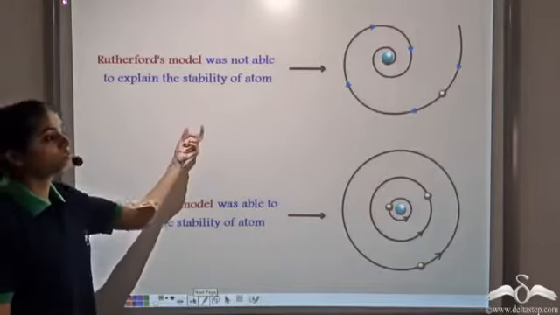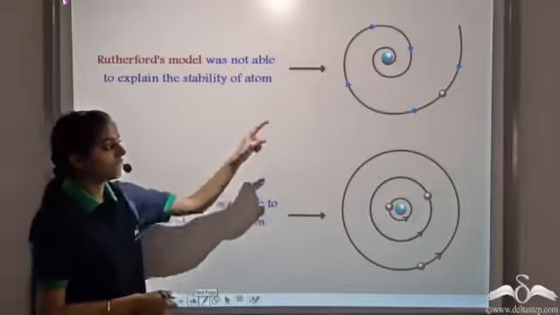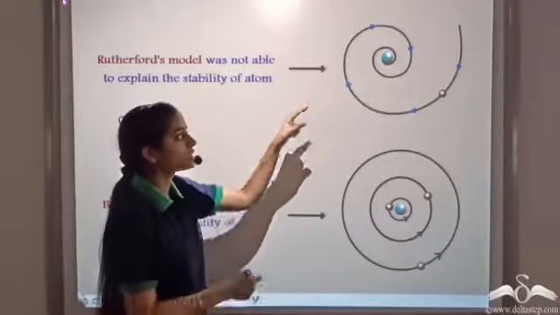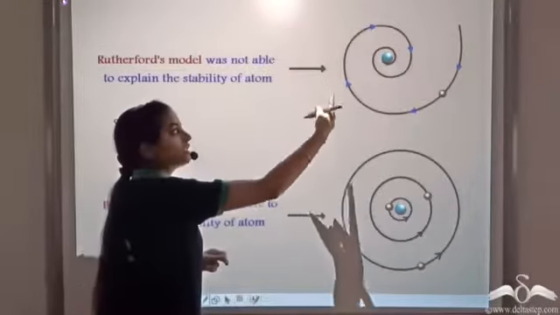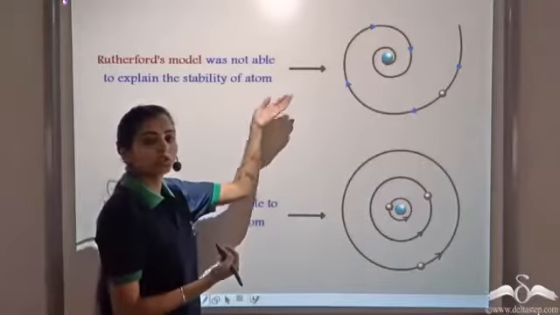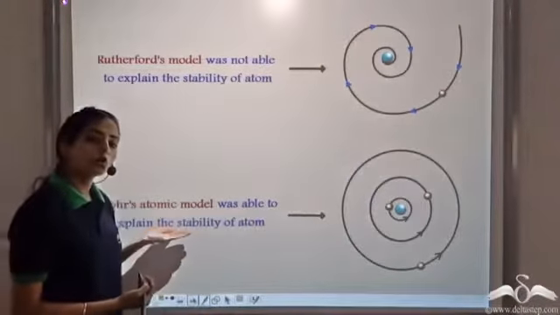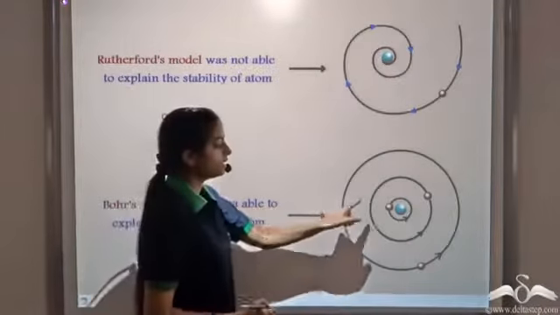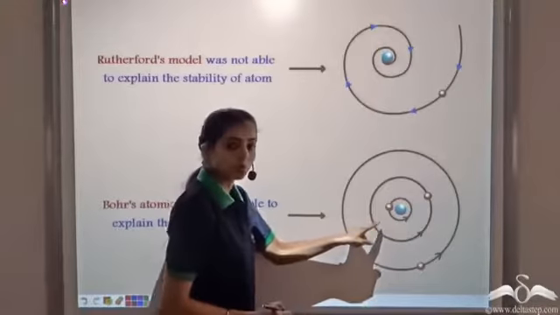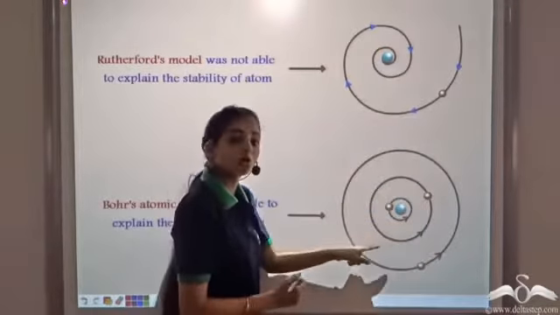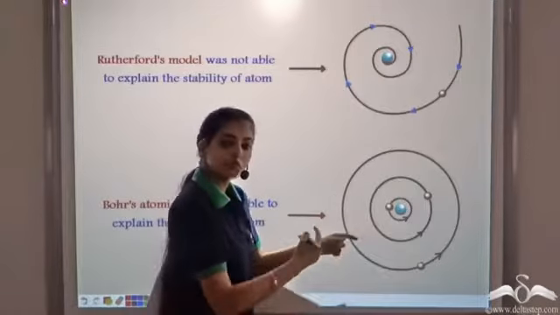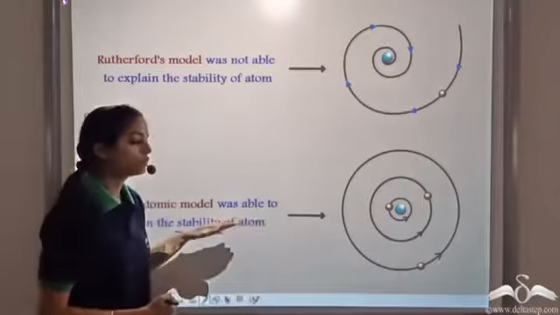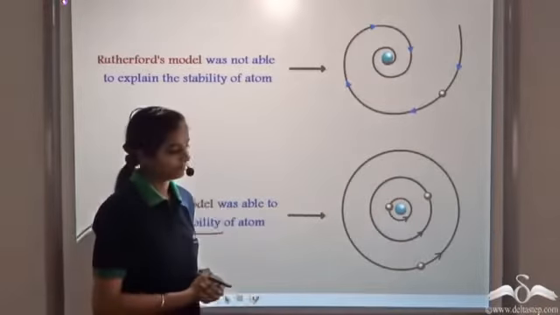So Rutherford's model was not able to explain the stability of the atom. If the electron, which is negatively charged, is moving around the nucleus, it should constantly radiate energy and should collide with the nucleus. So Rutherford's model was not stable, whereas Bohr was able to explain the stability of the atom. According to his model, the electrons revolve in definite orbits in which they revolve without losing energy. Only when they move in between these orbits do they emit or absorb energy. So Bohr was able to explain the stability of atom.